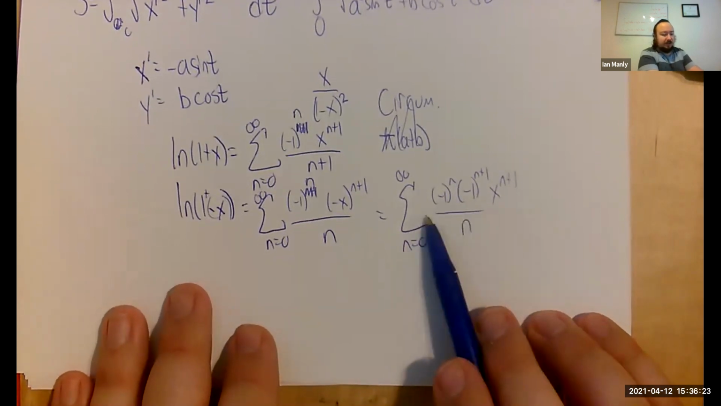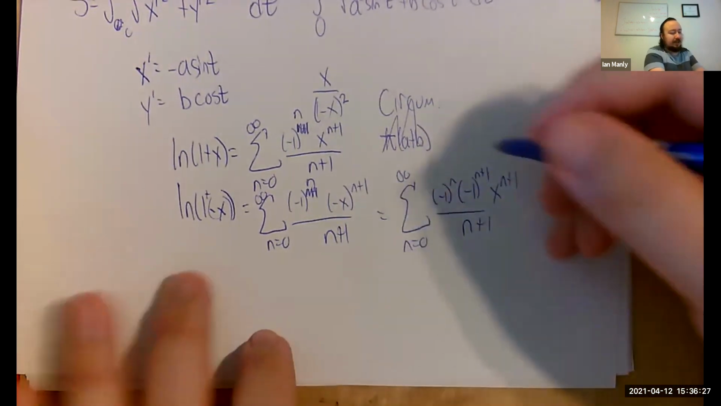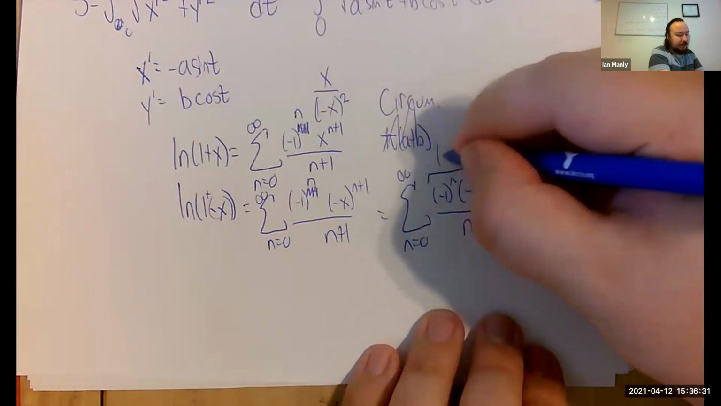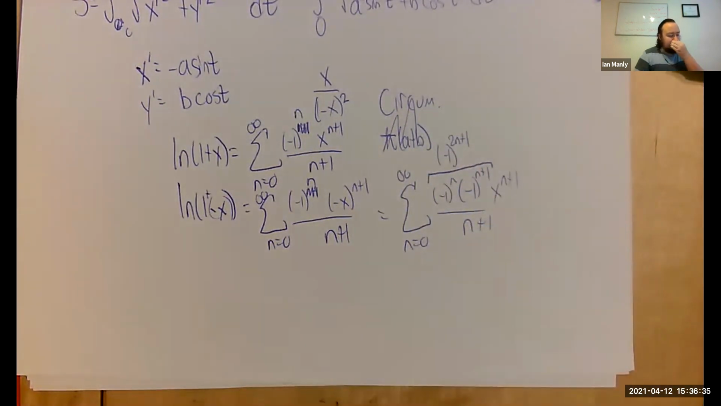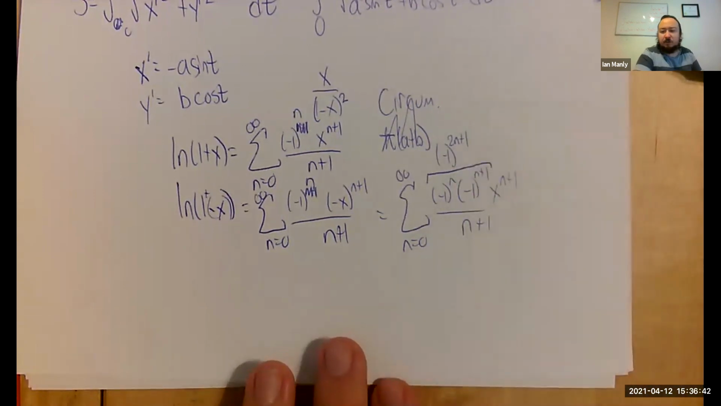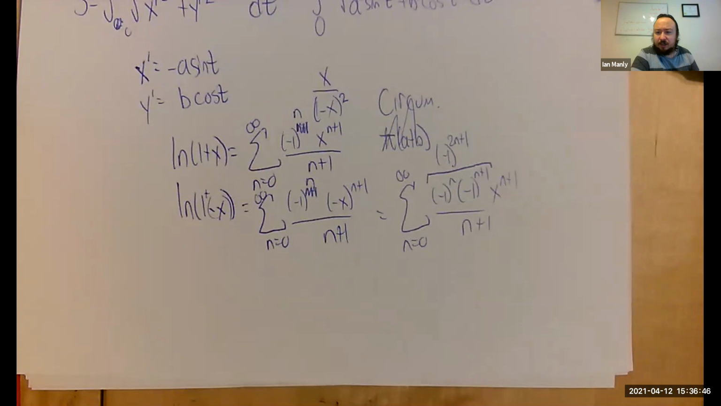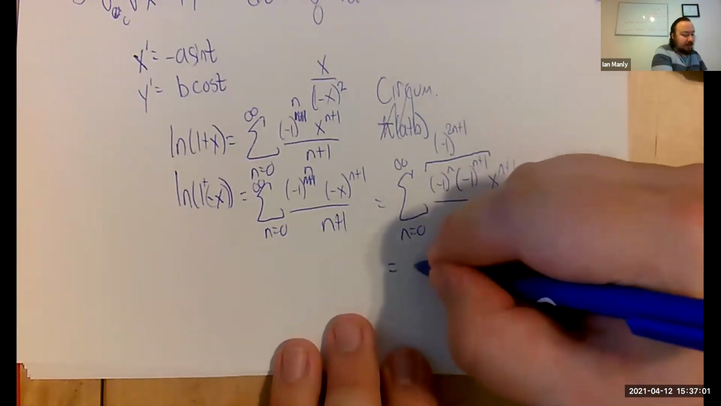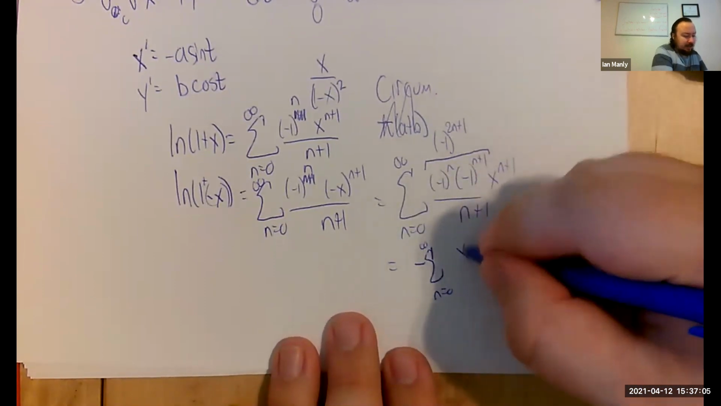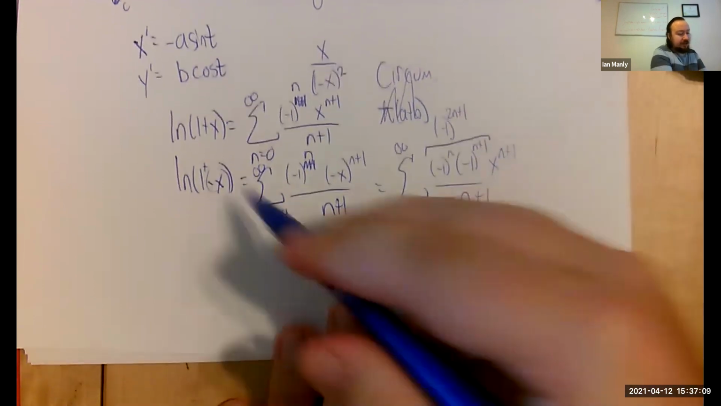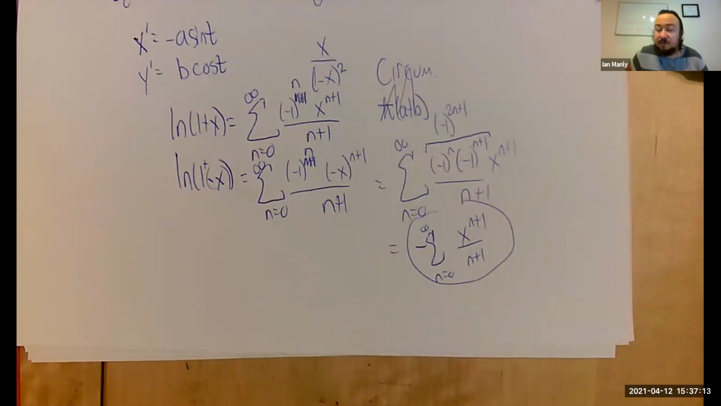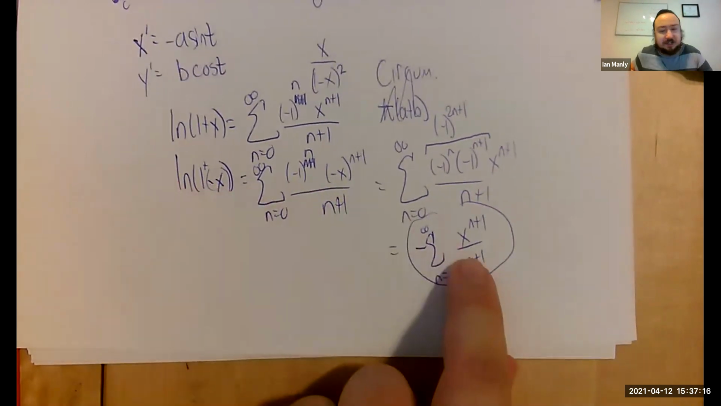Now, there's actually a way that we could simplify this right here. If we use exponent rules, this is negative 1 to the 2n plus 2 right here. What's negative 1 to the 2n plus 1 always going to be? It's always going to be negative, that's right, because 2n plus 1 is always an odd number. So this is just going to be negative the sum from n equals 0 to infinity of x to the n plus 1 over n plus 1. This is another way of writing ln of 1 minus x. So if you need to know the series for ln of 1 minus x, this is how we would get it.